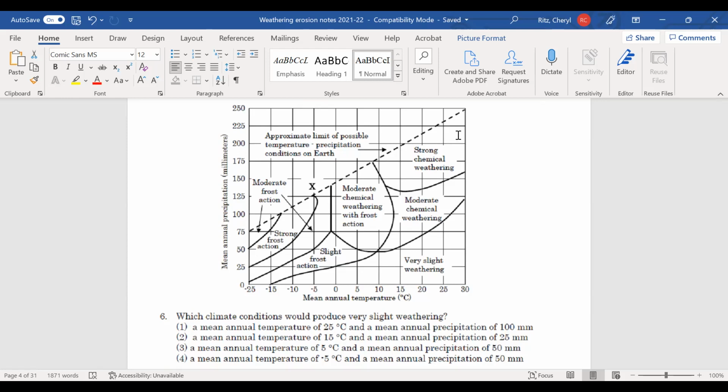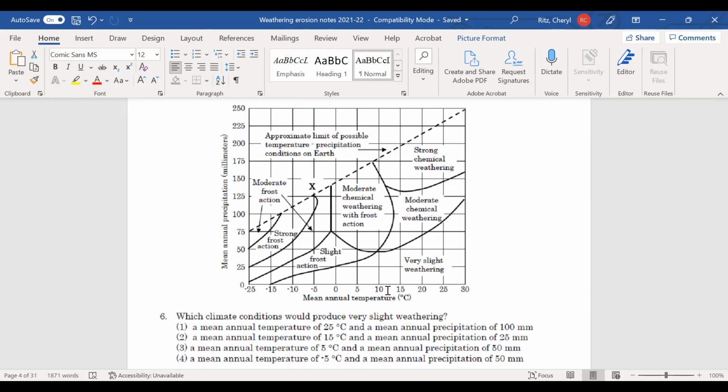So if the average temperature is greater than 13, why do we not have any frost wedging? Answer one, because very little freezing takes place at these locations. So for this question, the answer is one. Why is there no frost action? Because very little freezing takes place at these locations.